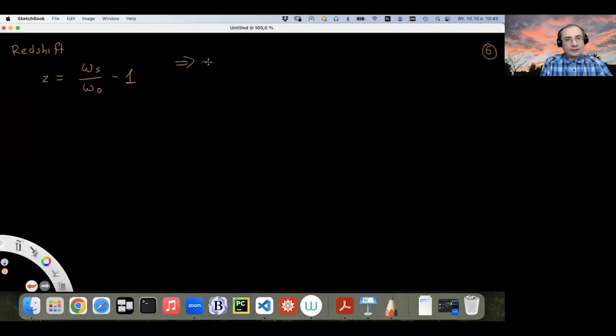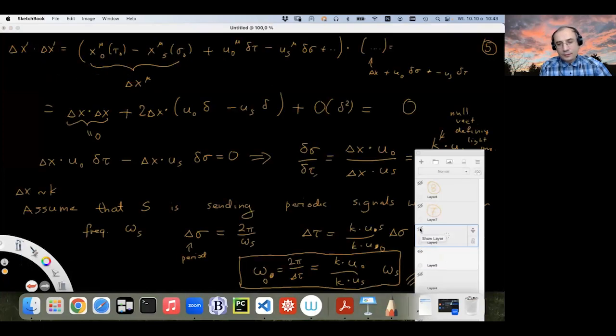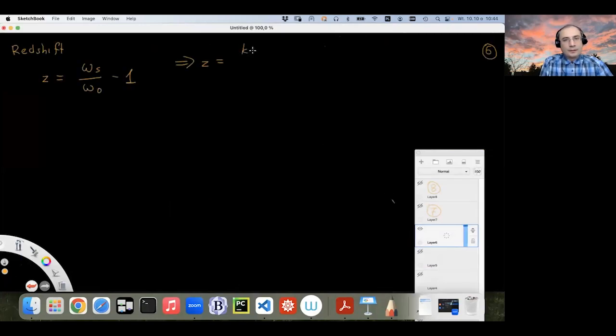So from that, we see that Z is equal, again, I want to have a look at the previous equation just to be sure. This will be k times u_s divided by k times u_o minus one. Okay, this is not a very commonly used formula outside the relativistic circles. People very often use this formula in a slightly different form. And in this form, we will now derive this formula in standard notation.